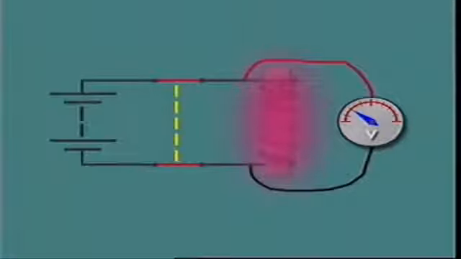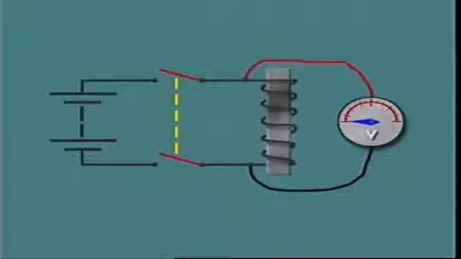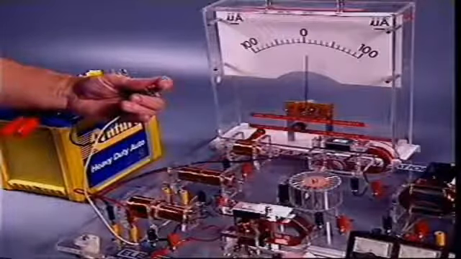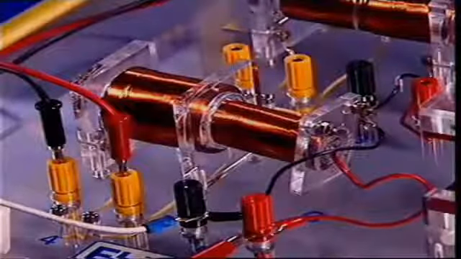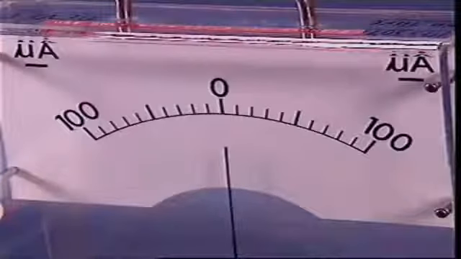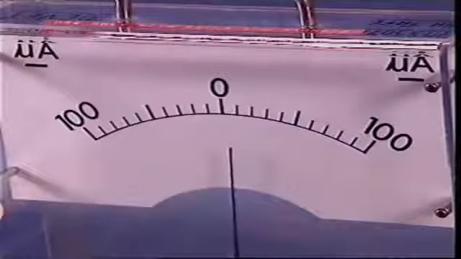Start, stop, or change the rate of current flow in a conductor. This causes the conductor to induce an EMF into itself. This is called self-induction. Start, stop, or change the rate of current flow in a conductor which is positioned close to a second conductor. This is called mutual induction.